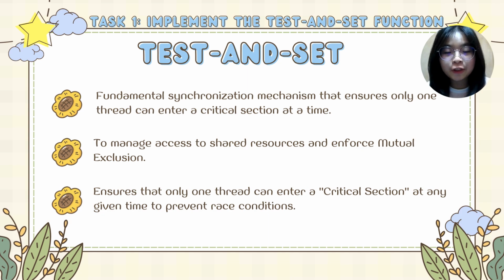First, let me introduce test and set. Test and set is a fundamental synchronization mechanism that ensures only one thread can enter a critical section at a time. Its purpose is to manage access to shared resources and enforce mutual exclusion, preventing race conditions where multiple threads try to access the same data simultaneously.